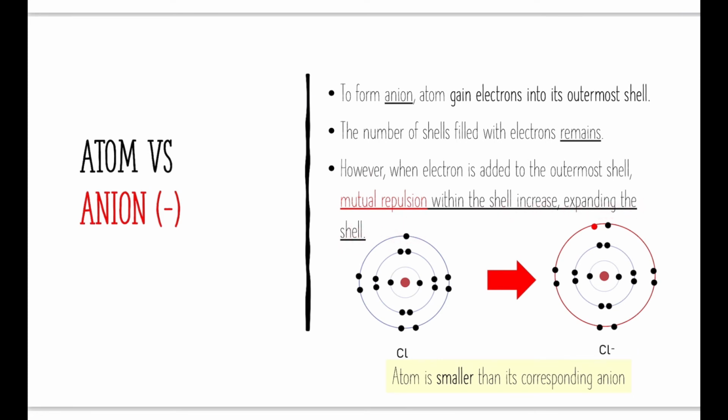As you can see here, one electron is added into the existing shell and it will repel each of the electrons inside the shell. What happens is the shell will expand, making the anion bigger than its atom. As you can see, we can conclude that an atom is smaller than its corresponding anion due to mutual repulsion. This is different from atom versus its cation.